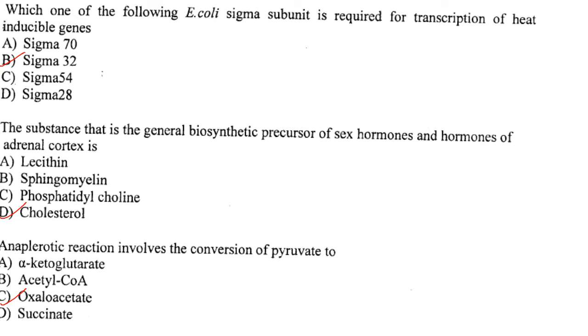Then which of the following E. coli sigma subunit is required for the transcription of heat inducible genes? So it is sigma 32. Answer is option B. The substance that is the general biosynthetic precursor of sex hormones and hormones of adrenal cortex. It is cholesterol. Answer is option D. Anaplerotic reaction involves the conversion of pyruvate to oxaloacetate. Answer is option C.